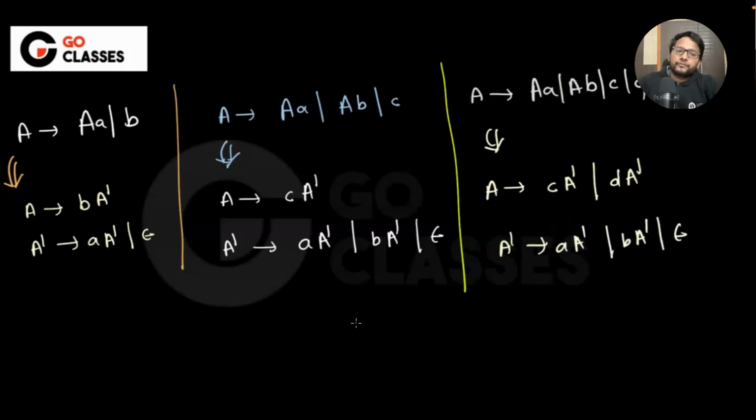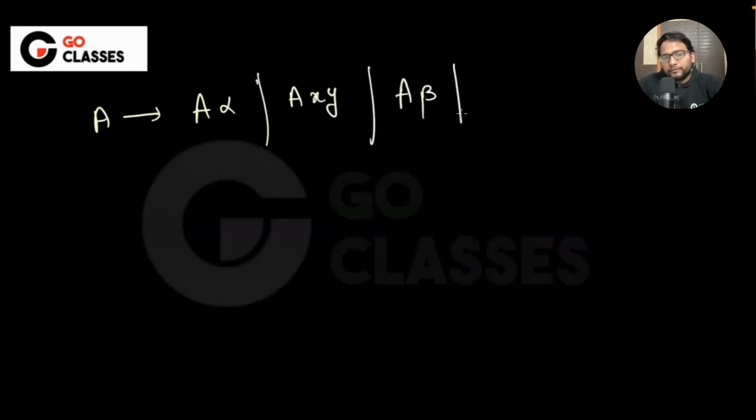Okay. Just tell me one more. Let's suppose this is capital A, which is going to capital A alpha, capital A small x small y, capital A beta. Let's suppose this is C. Let's suppose this is DE. This is F. Okay, something like this. Now tell me, if you want to convert that to non-left-recursive, which means if you want to remove the left recursion, then what will you do? You will say it will be something like this.